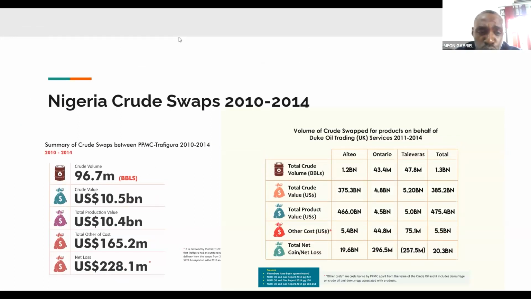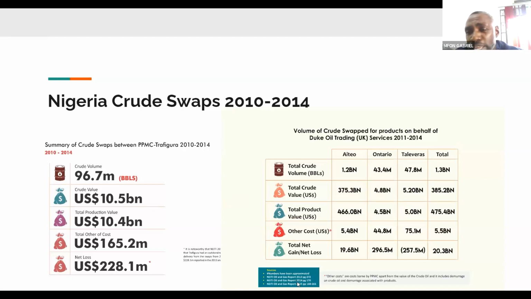So between 2010 to 2014, Trafigura traded 96.7 million barrels of crude oil at a value of $10.5 billion US. Now the total product value, what the refined product that they imported back to the country, was at the value of 10.4. That is already showing that it's not actually meeting the actual value that was traded. Now, coupled with other costs like transportation, demurrages, and all of that, that is being borne by the NNPC, we have $165.2 million there. So between this period, we recorded a net loss of $228.1 million US. That is the loss that the Federation recorded.